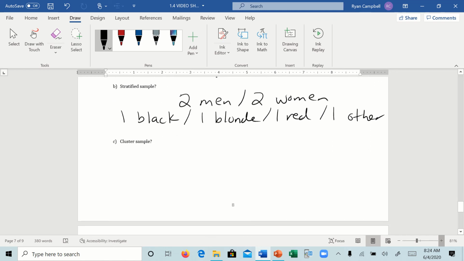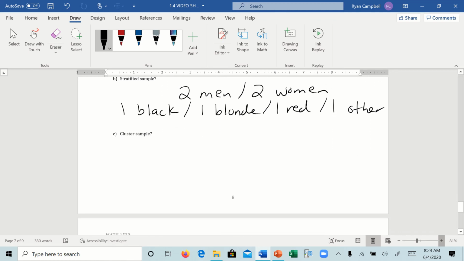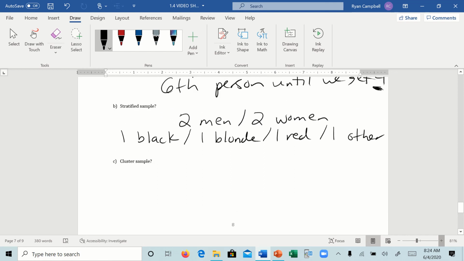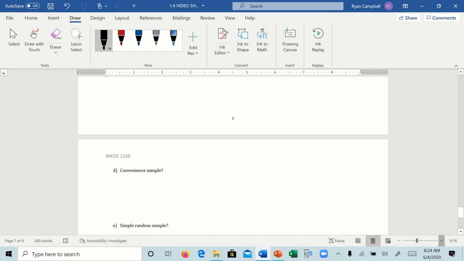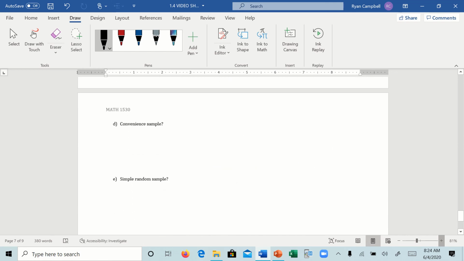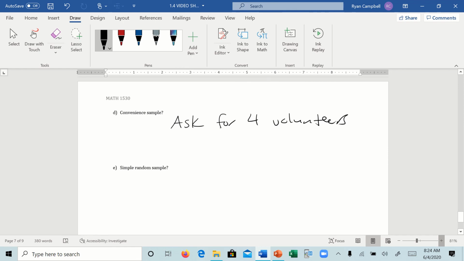So we're going to skip cluster for a second because that's probably the hardest one in this scenario. So let's just skip that for a second. So convenience. How could we get a sample of 4 people with a convenience system? We could just ask for 4 volunteers, right? That's the voluntary response. Terrible way of doing things, but that would be a convenience sample.